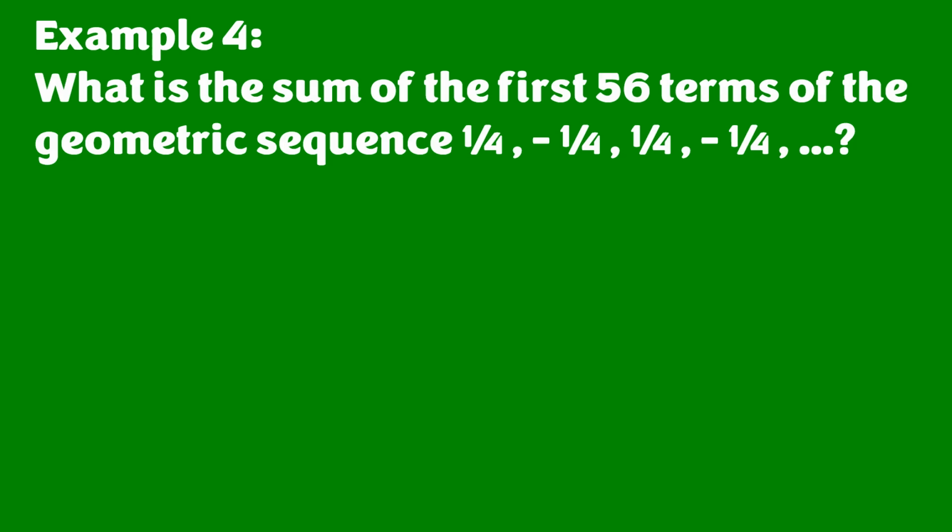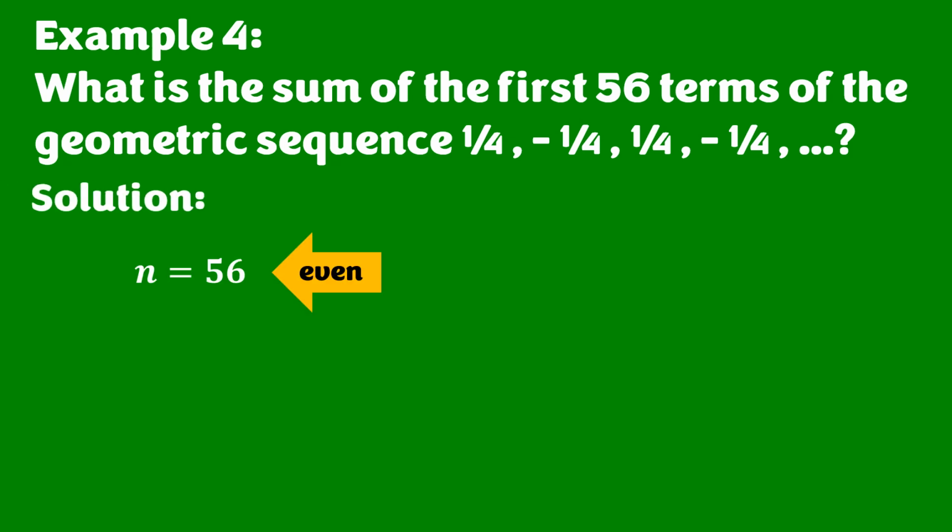Let's have example number 4. What is the sum of the first 56 terms of the geometric sequence 1/4, negative 1/4, 1/4, negative 1/4, and so on? So the value of n is 56, and 56 is an even number. And the value of r is equal to a sub 2 divided by a sub 1, and that is equal to a sub 2 is negative 1/4, and a sub 1 is 1/4. So negative 1/4 divided by 1/4 is equal to negative 1.